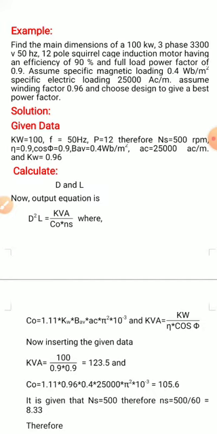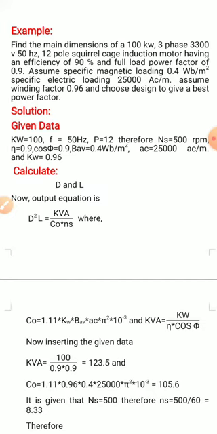3300 volts 50 hertz 12 pole squirrel cage induction motor having an efficiency of 90% and full load power factor of 0.9. Assume specific magnetic loading 0.4 Weber per meter square and specific electric loading 25,000 ampere conductor per meter. Assume winding factor 0.96 and choose design to give a best power factor.